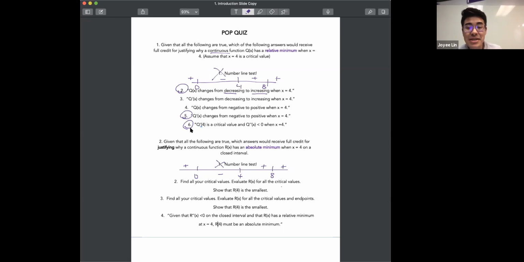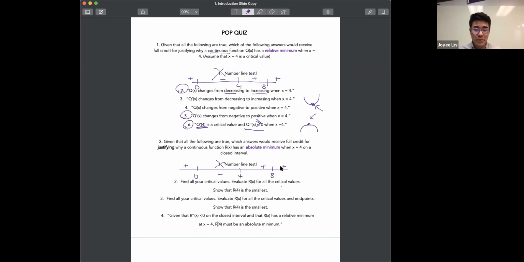And then number 6 is the second derivative justification. If you've shown that there's a critical value at that point, and you know that your second derivative is negative, AKA concave down, that's a maximum. I should have said concave up. I should have had that, so I'm glad one of you chose it. If a function is concave up and you know there's a critical value, then that's a relative minimum, excuse me, not absolute.